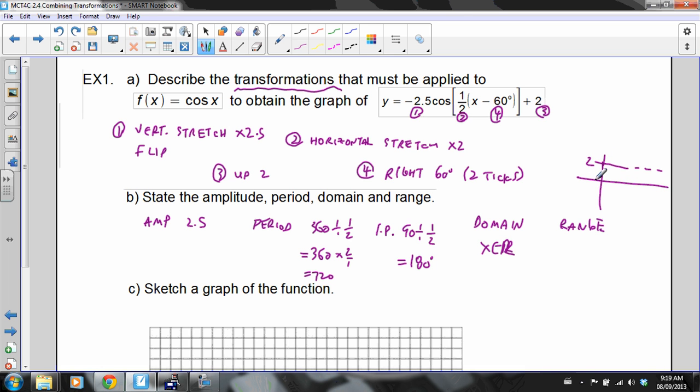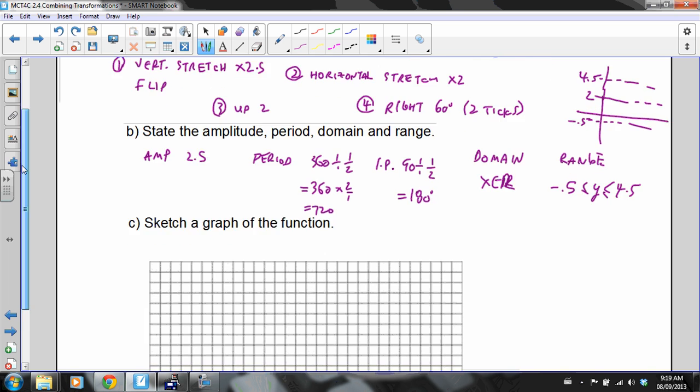There's 2, and this is almost like a rough copy of this. And then the amplitude means we're going up another 2.5. So it's going to go up as far as 4.5, and down 2.5 from there means we're going to go down to minus 0.5, right? So there's the range. And hopefully we'll see that once we get to the graph as well. Y is less than 4.5 is the range. And of course, if you wanted to do that after the graph, then you're welcome to.